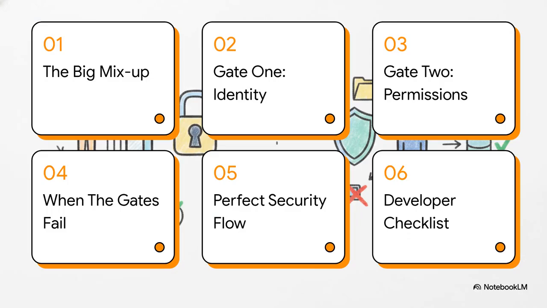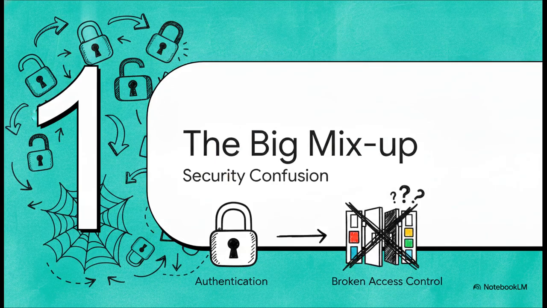Here's our roadmap for today's explainer. We'll start with the big mix-up, move right into Gate 1 identity, and then Gate 2 permissions. After that, we'll look at when the gates fail, map out the perfect security flow, and finish up with the developer survival checklist.